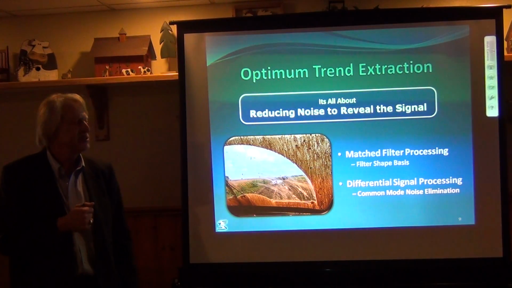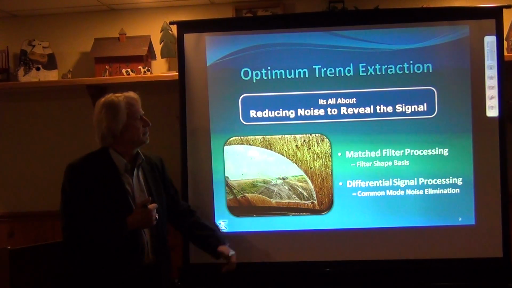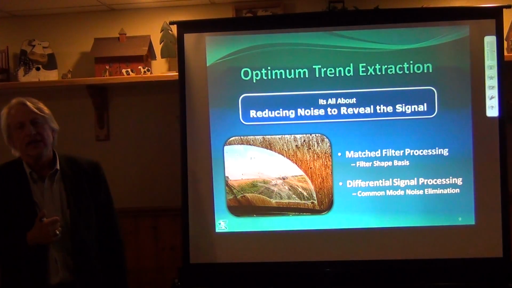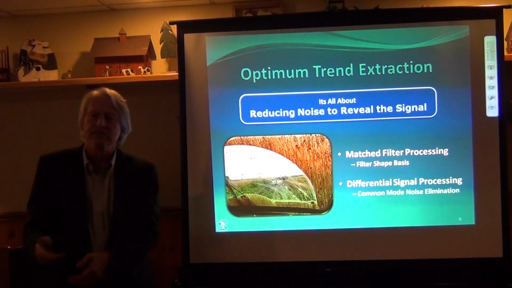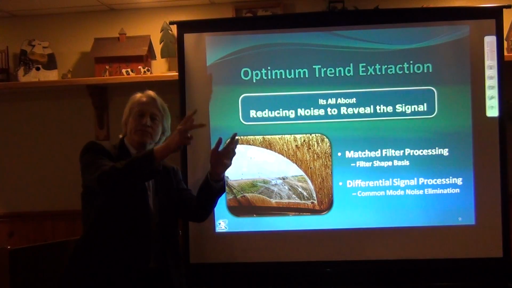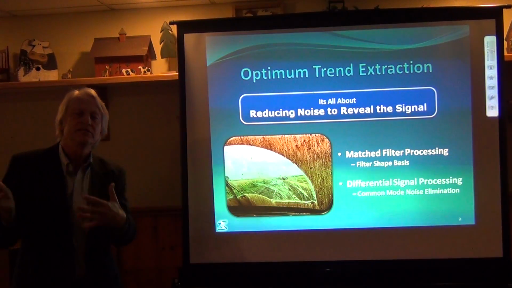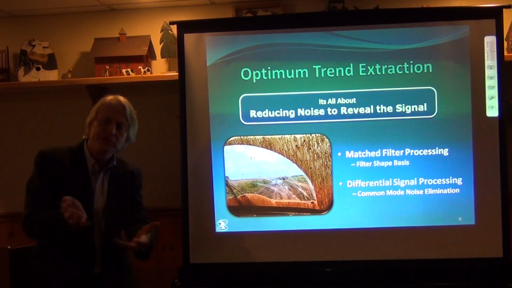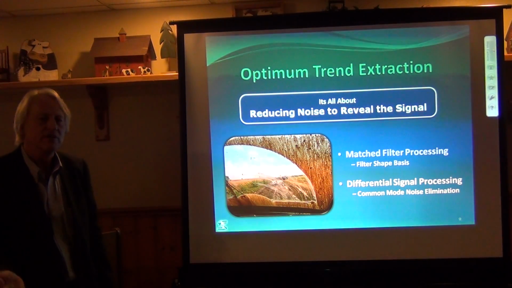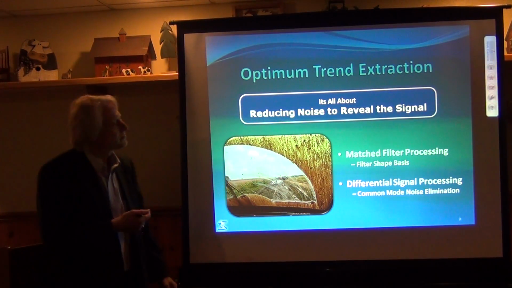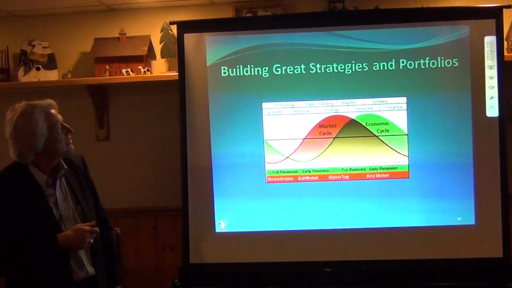Then there's differential signal processing, the common mode noise elimination. There's a lot of common mode noise between, let's say, sector funds. The market goes up and down, and there's a lot of common mode up and down. You've got to process these things together and take the difference between them when you're finding the trends, not the absolute value. You're stuck with a lot of market noise if you do that. Next, please.